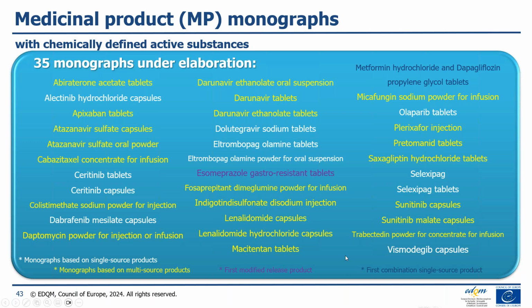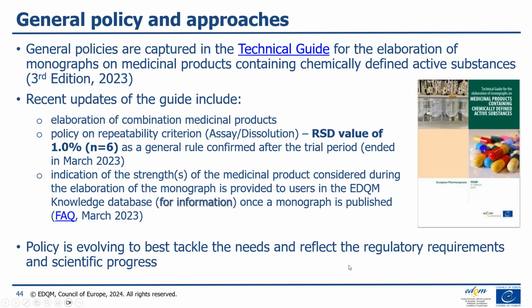When it comes to the general policy and approaches, they are all captured in the technical guide for the elaboration of monographs on a medicinal product containing chemically defined active substances. And we are already in the third edition, published in 2023. Policies have evolved in the past years, and they continue to evolve to best tackle the needs and reflect the regulatory requirements and scientific progress. And this latest edition of the technical guide included some updates.